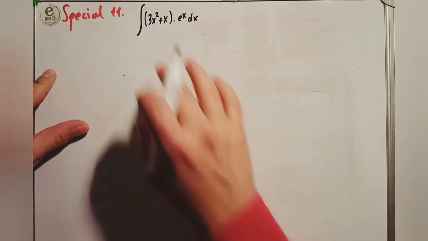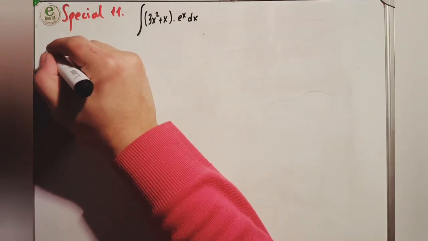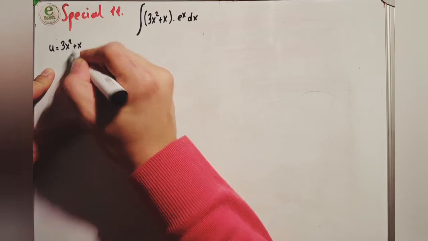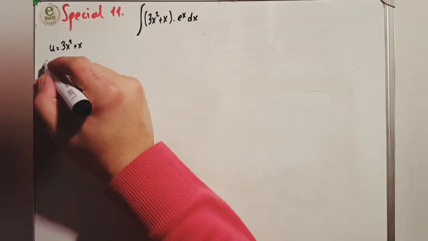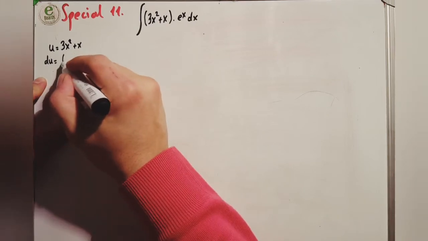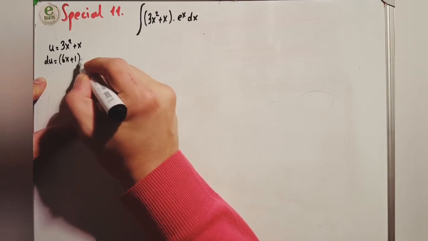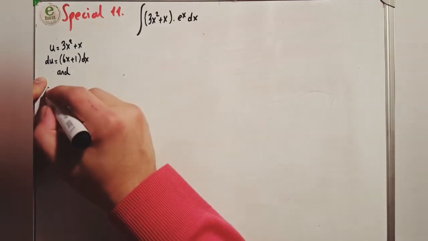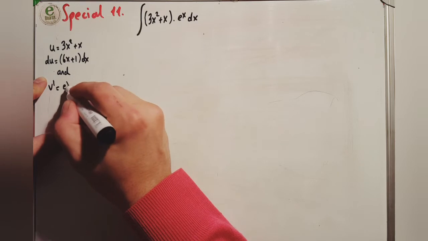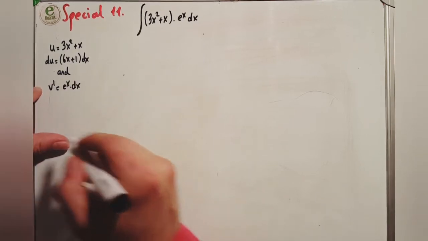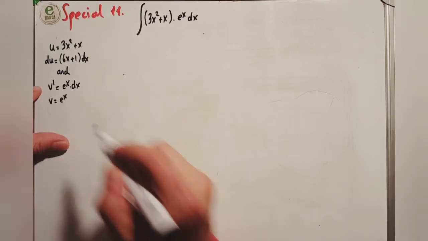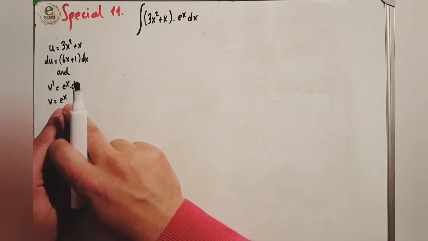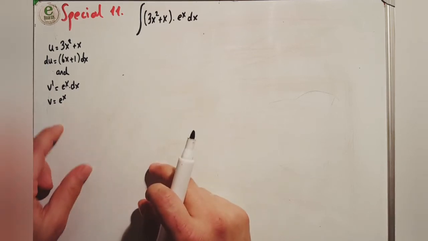First we have to define which part is u and which part is v prime. u is equal to 3x squared plus x. When we differentiate both sides, du is equal to (6x plus 1) dx, and v prime is e to the power of x dx. When we find v, we get just e to the power of x, because the derivative of e to the power of x is e to the power of x.